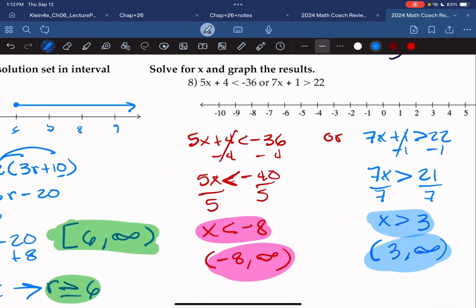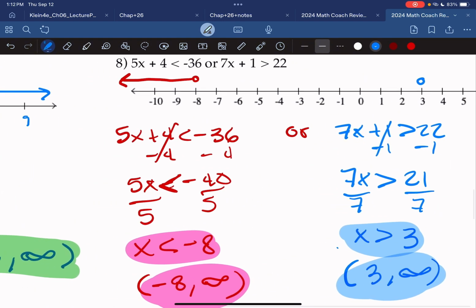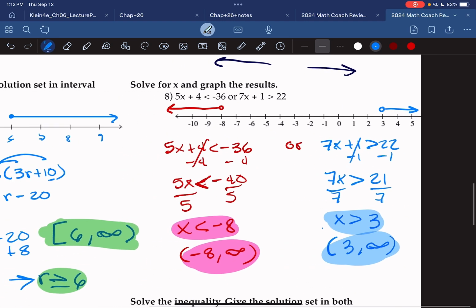Like I've said probably already 50 billion times, since it's just less than and greater than, and there is no line under it, it's not less than or equal to or greater than or equal to, it's going to be an open circle when we graph. So let's find negative 8, open circle, and now let's find positive 3, open circle. Here it says x is less than negative 8. When something is less than, it's negative, we go to the left. And here it says x is greater than 3. When it's greater than, we go to the right. And that is our answer.